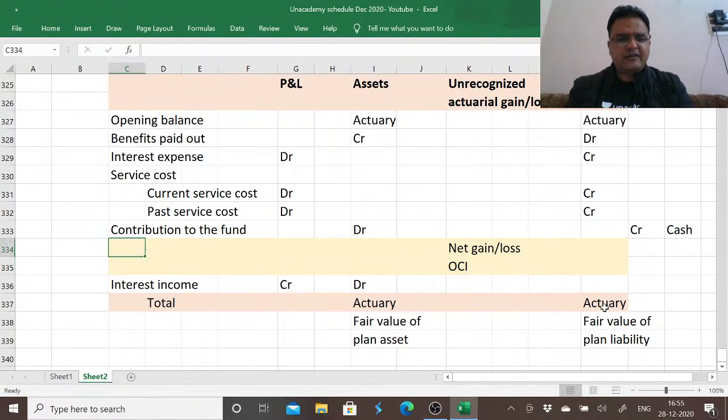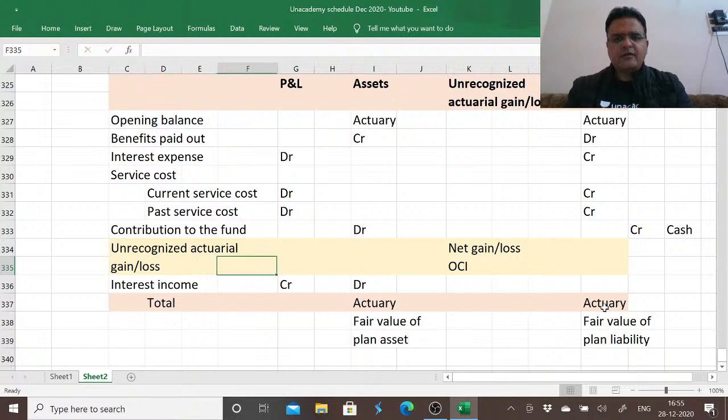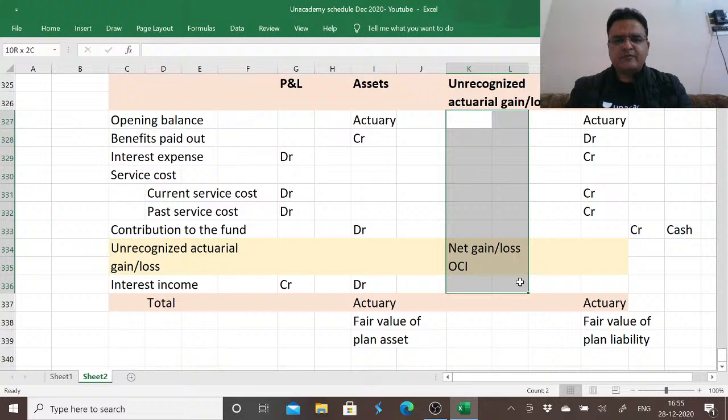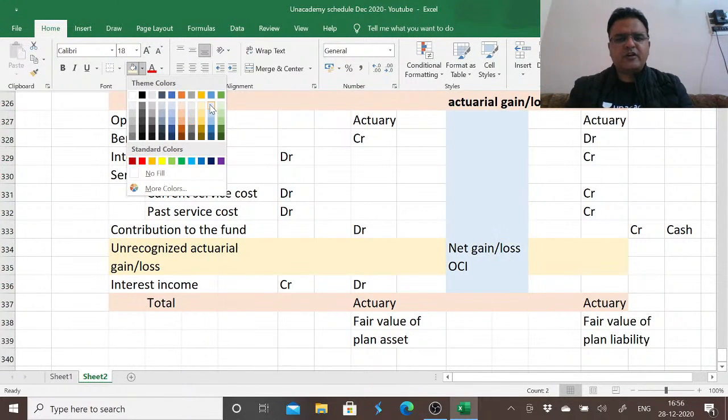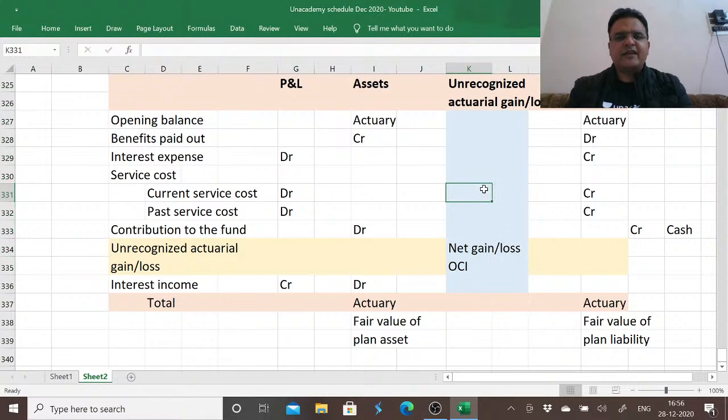So this difference is presented as unrecognized actuarial gain or loss, presented in this area as part of other comprehensive income. So this is something which we could not account for. If we could not account for it, we cannot blame the management for a sudden loss or a gain. We cannot give them credit for the gains. So this is presented as other comprehensive income.